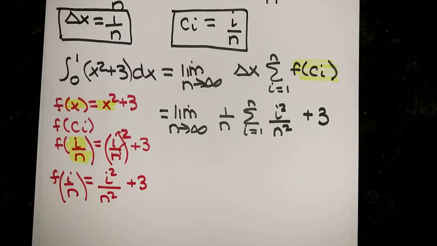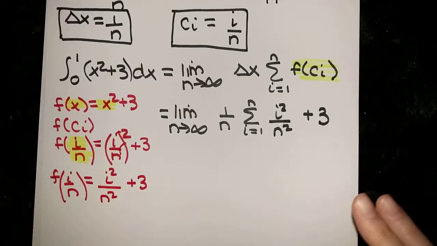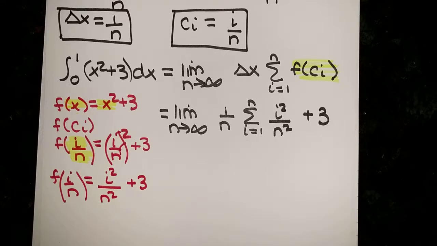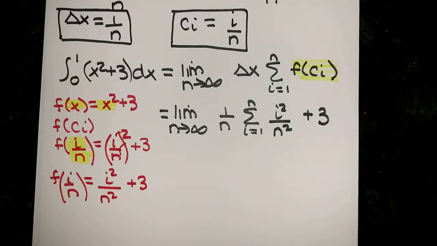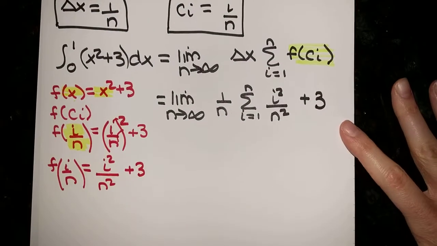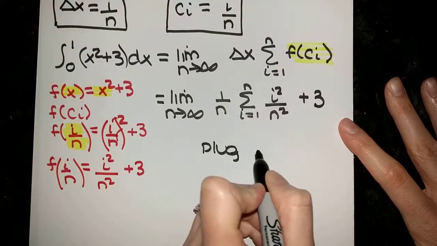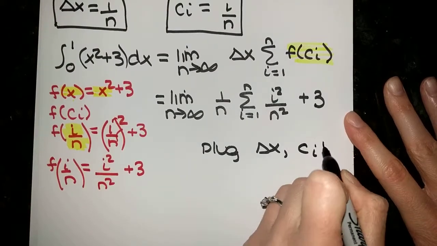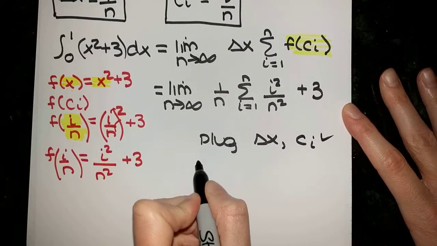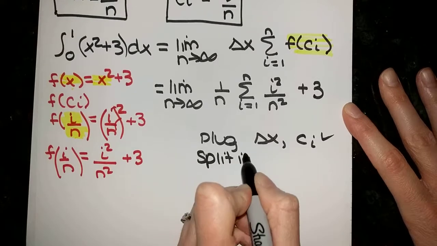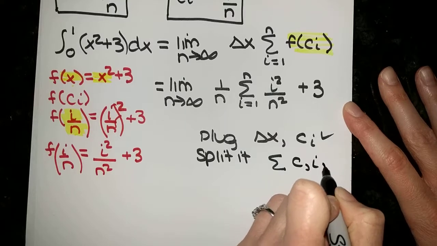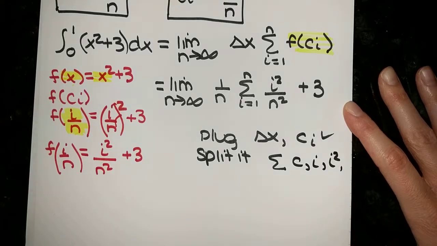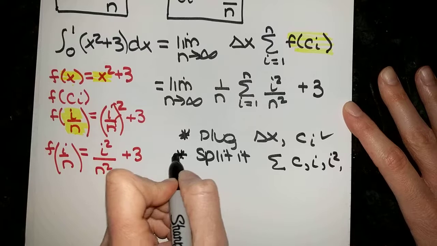All right, now here is where we have a little bit of a challenge on our hands, because once we plug in the delta x and the ci, we want to get this separated so that it's in terms of a number, i, or i squared. So we have plugged in the delta x and the ci. That's done. Now we are going to split it up, and when we split it up, the goal is to get it as a sum of either a constant, i, i squared, i cubed, etc. So that's where we're at in this process.